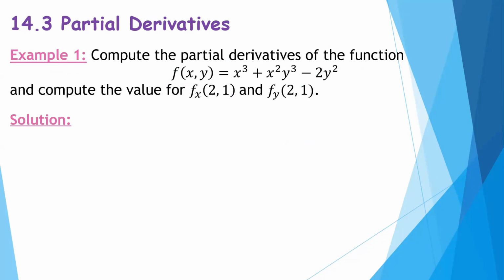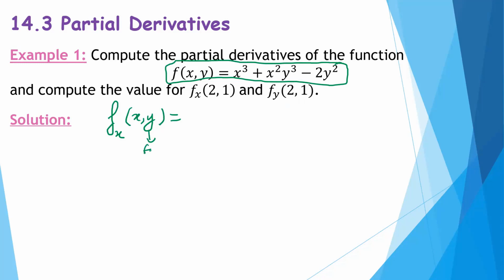Good, let's see an example. We are given a function here, f of x, y, a function of two variables. This is the expression of this function, an easy function, a polynomial. And we want to compute the partial derivative with respect to x at the point (2, 1), and the partial derivative with respect to y at the point (2, 1). So how can we deal with this? We start: what is fx of x, y? Fx means we keep y fixed and only x varies. So y is a constant here.